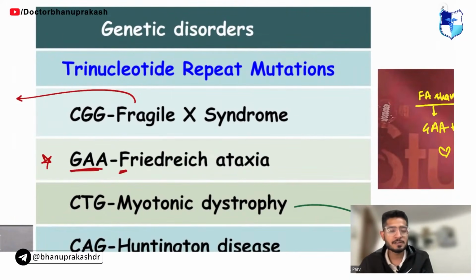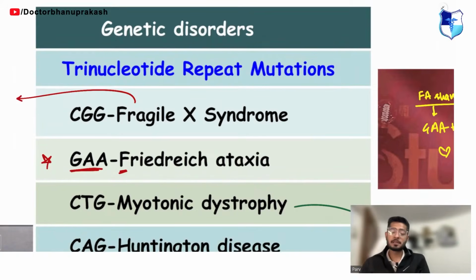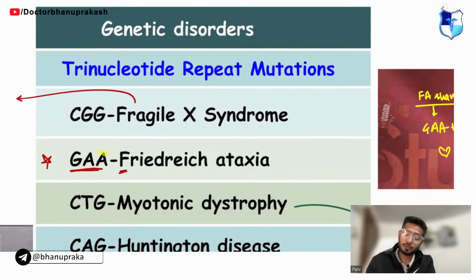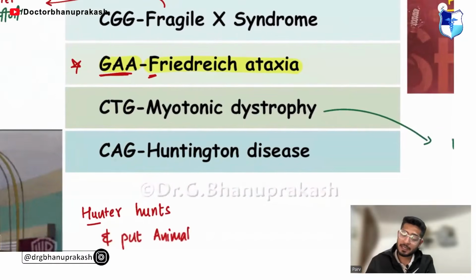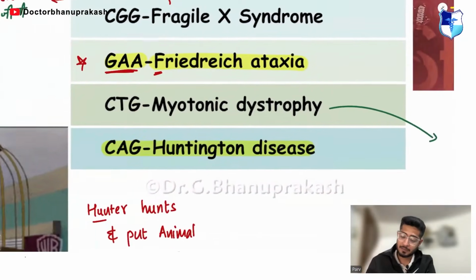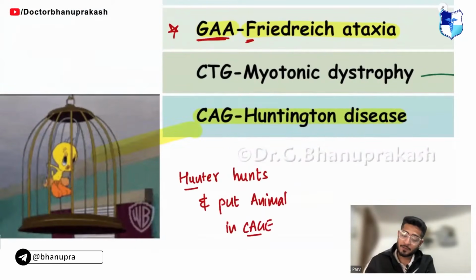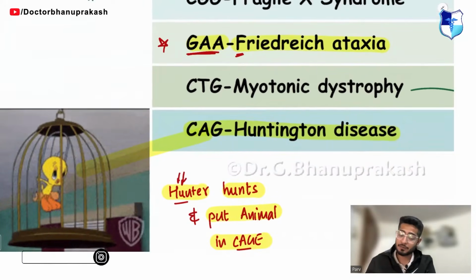So genetic disorders. This has been a very important question, that GAA trinucleotide repeat is seen in Friedreich's ataxia. Then you have CAG that is seen in Huntington's disease. Can you see this CAG, cage? Yeah, CAG is actually cage. So cage is Huntington's disease. The hunter hunts and puts the animal in the cage. So cage is CAG and hunter is Huntington's chorea.